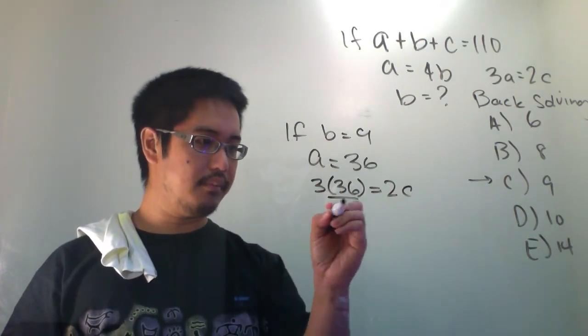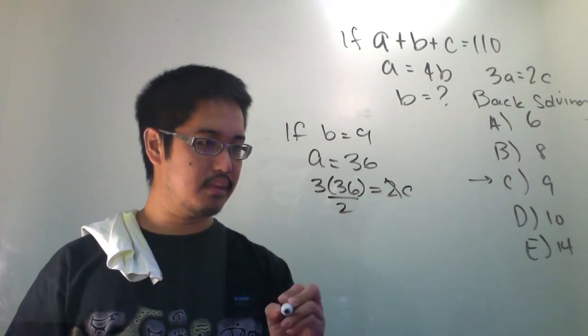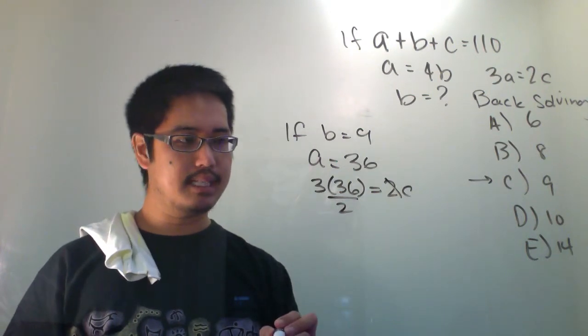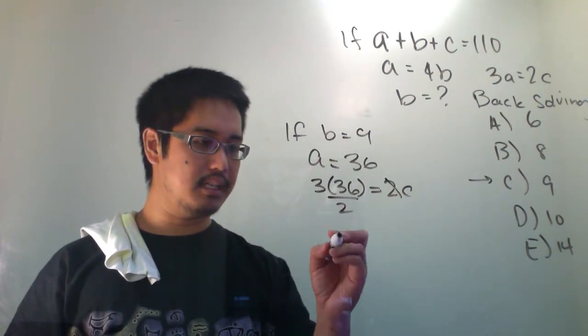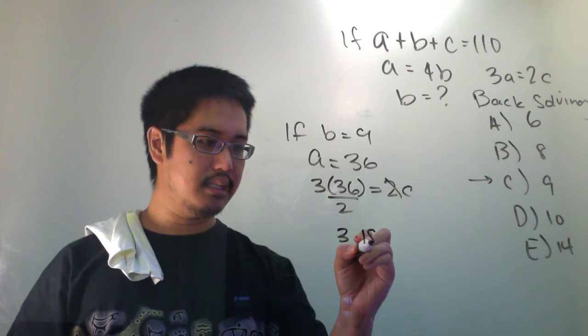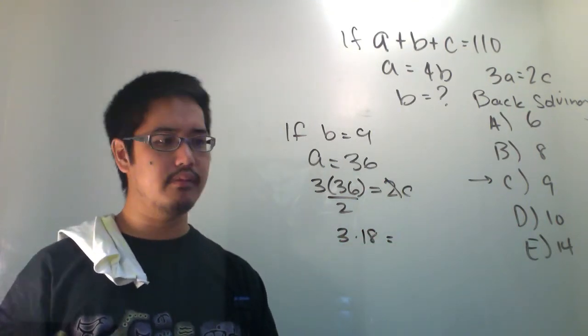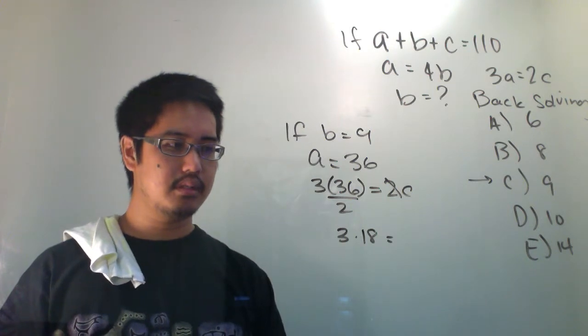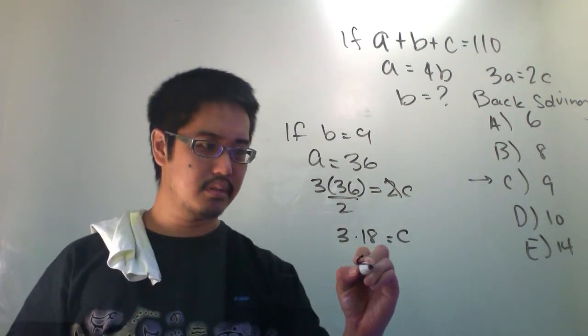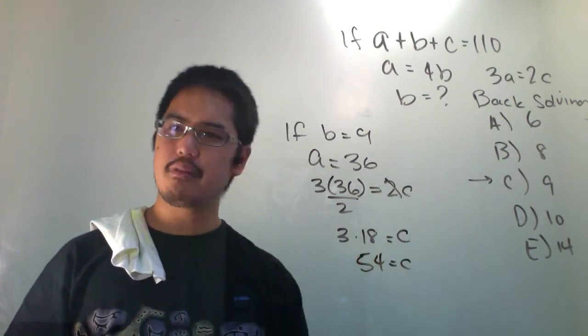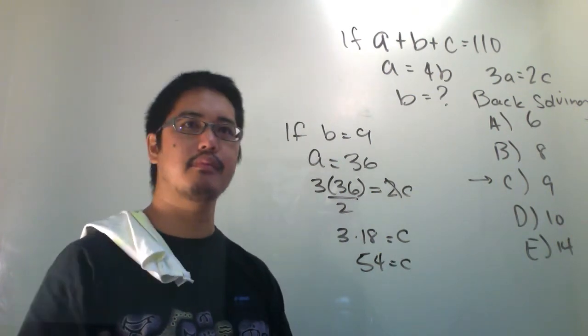So let's see, if I divide both sides by 2, that gets rid of that. 36 divided by 2 is 18. So I've got 3 times 18. What is 3 times 18? 8, 16, 24, plus another 30, so that's what, 54? Am I right? Yeah, I've got to be right.